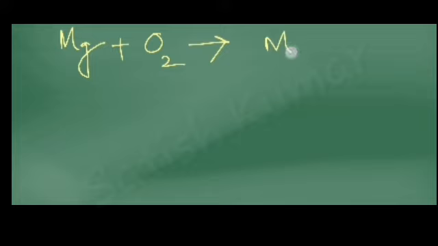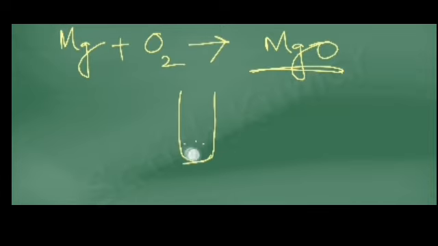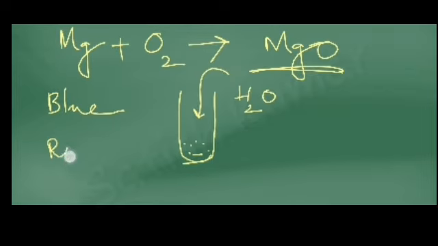Consider magnesium ribbon, and this is burnt. Burnt means this is burnt in presence of oxygen. So magnesium reacted with oxygen to get magnesium oxide. This magnesium oxide is a white powder, and I am taking that in a test tube and adding a sufficient amount of water to this. Then I am going to do the litmus paper test. Means I have two litmus papers, one is blue and the other is red.